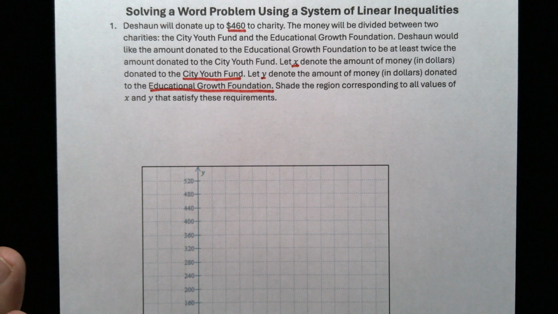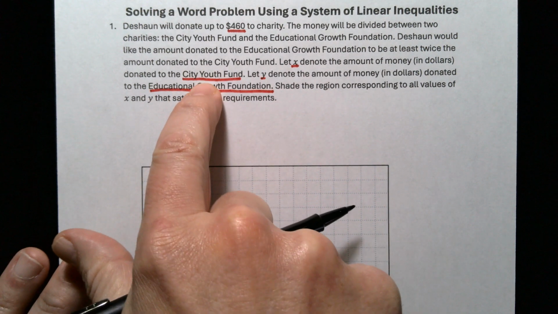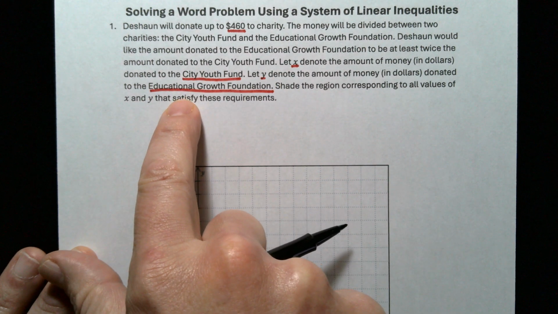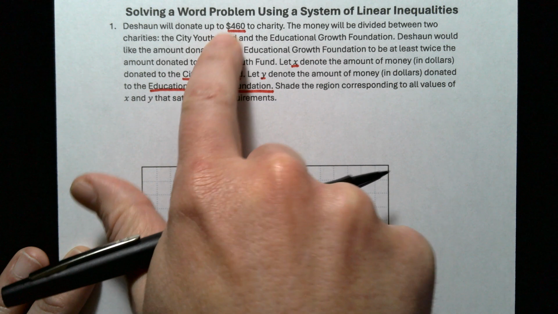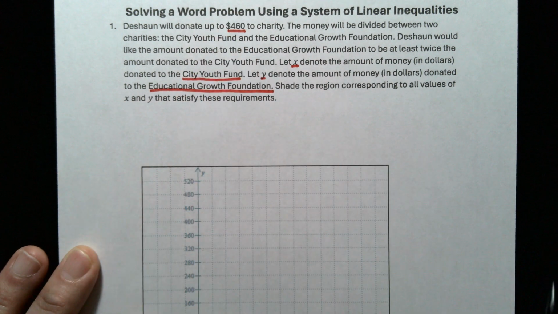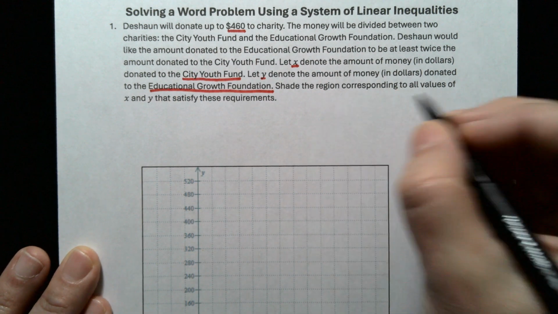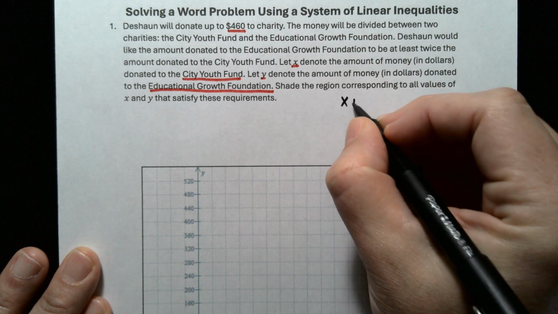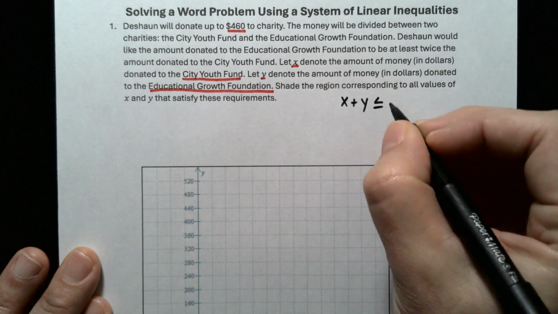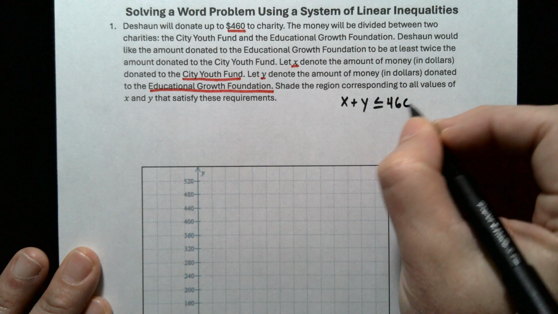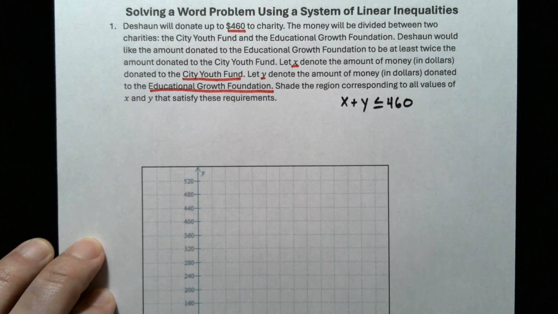Okay, so we know that X is the City Youth Fund and Y is the Educational Growth. And we know that Deshaun will donate up to, that's less than or equal, $460. So we know that X plus Y is less than or equal to 460. Okay, so that's our first inequality.